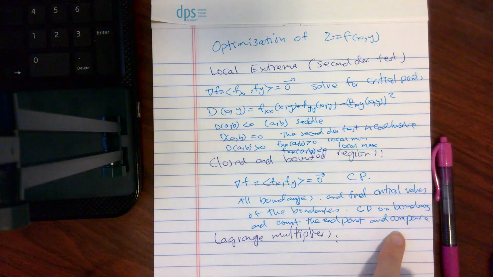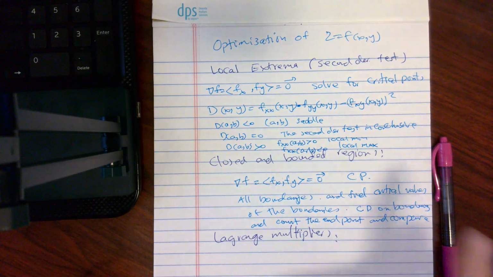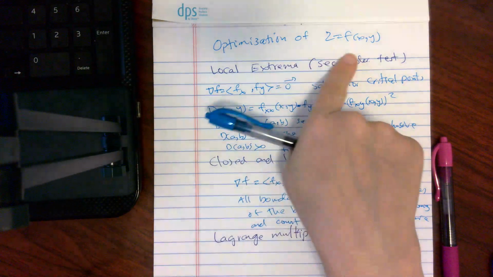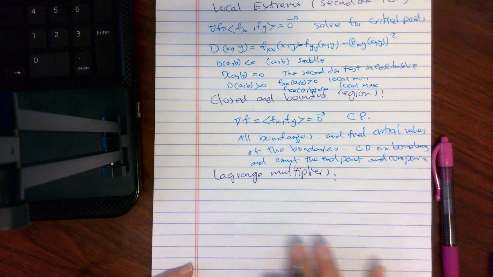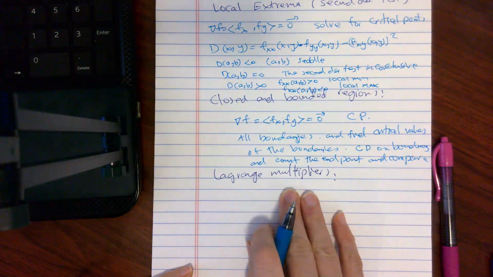What does it mean to compare? That means that you find all these points, you plug them into the original function f, and then you figure out whichever is the biggest is going to be the max, and whichever is the smallest is going to be the min. And then there's the Lagrange multipliers.